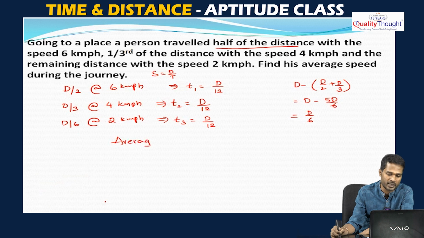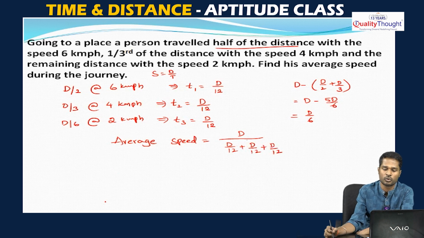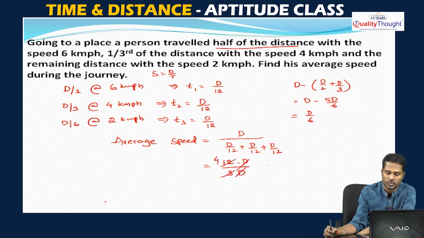So the average speed is the total distance travelled divided by total time taken. T1 is d by 12, plus T2 is d by 12, plus T3 is d by 12. We know the average speed is nothing but total distance travelled by total time taken. Total distance is d, total time is T1 plus T2 plus T3, which can be written as fractions. I can take the 12 up, 12 into d by 3d. So d and d will cancel, 3 1s are 3, 4s are 4. So the average speed is 4 kilometers per hour.